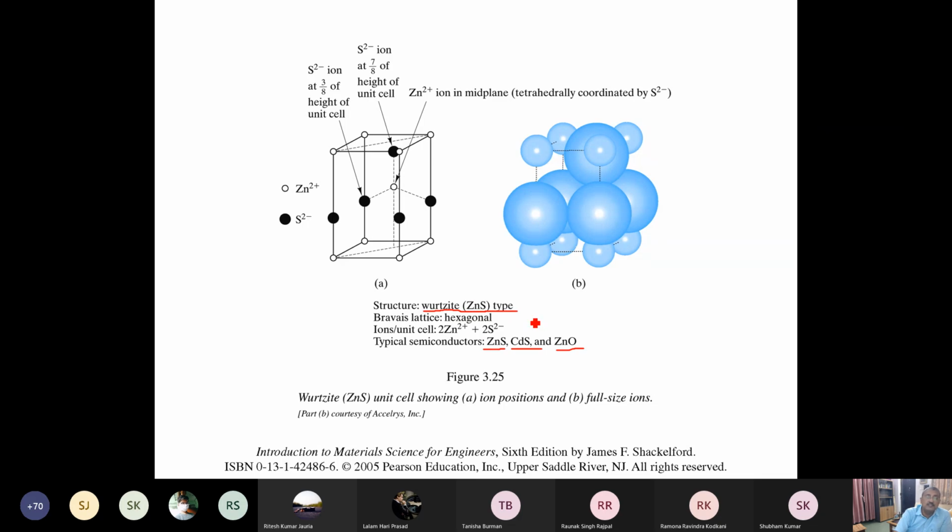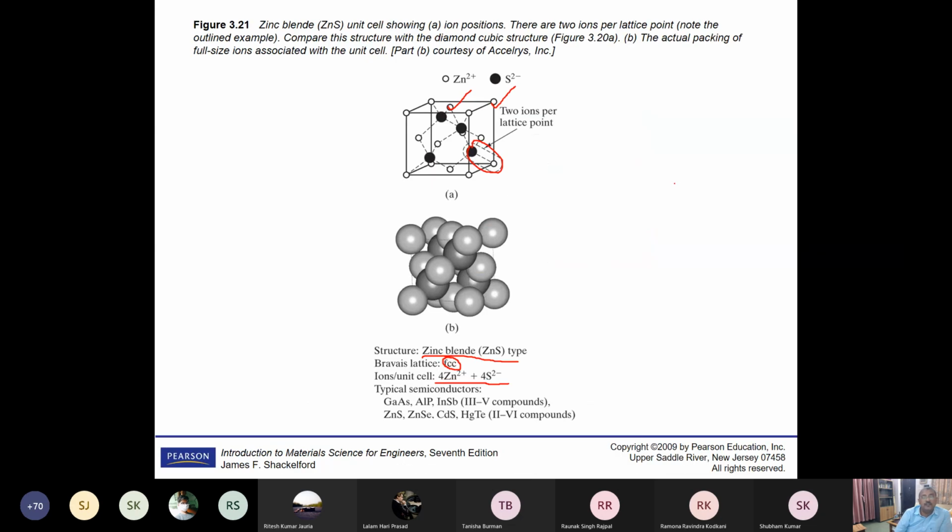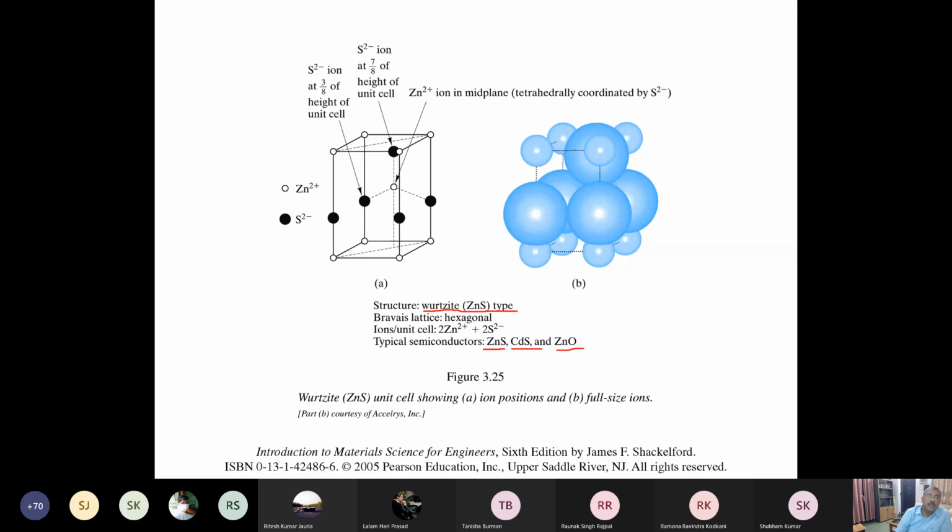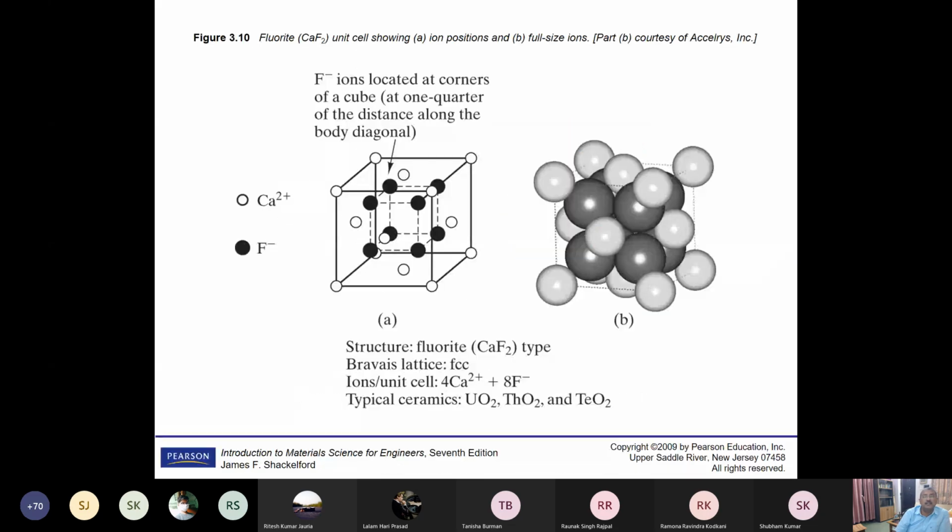Obviously, the Bravais lattice is hexagonal, whereas the zinc blende in the previous slide is a face-centered cubic Bravais lattice. But the same compound can have a hexagonal crystal structure, just like zinc sulfide, cadmium sulfide, and zinc oxide have a wurtzite type of structure. Okay, please put up the details.